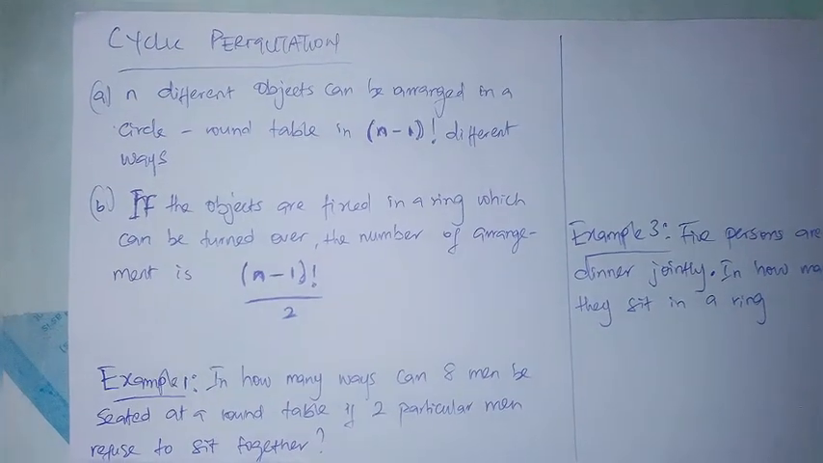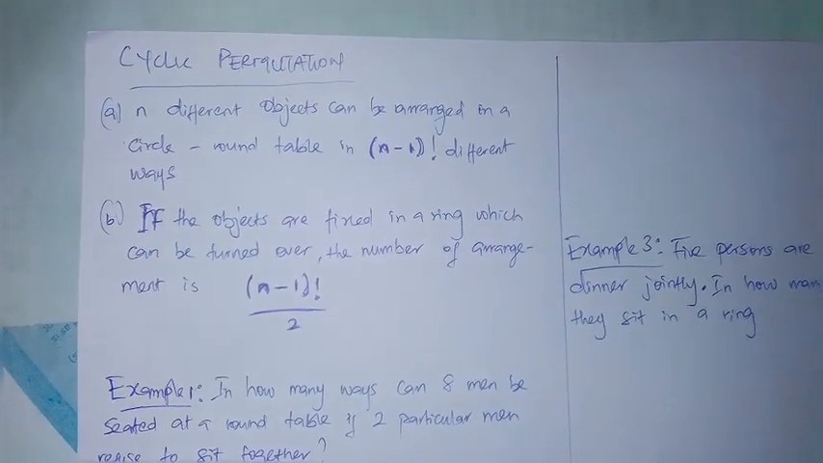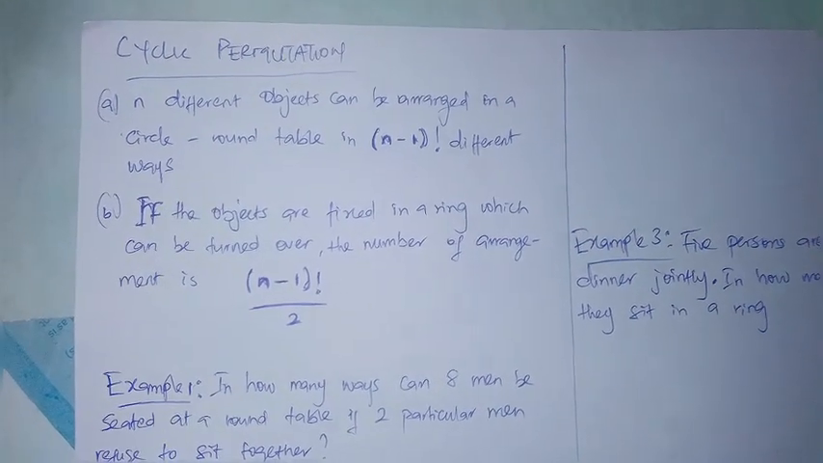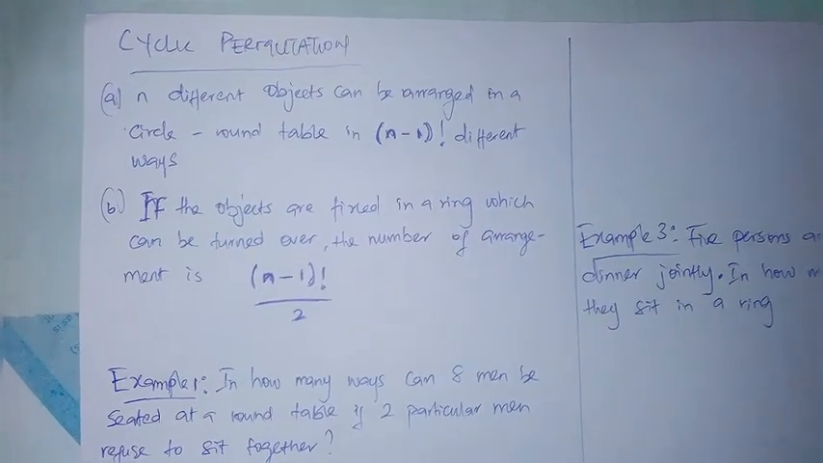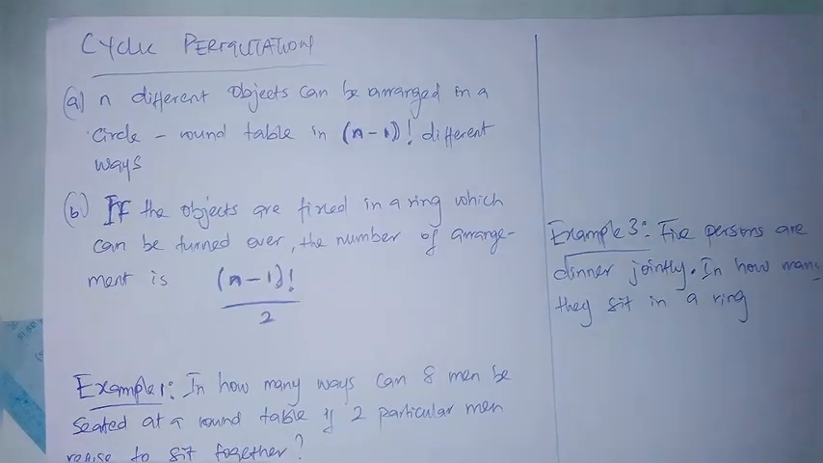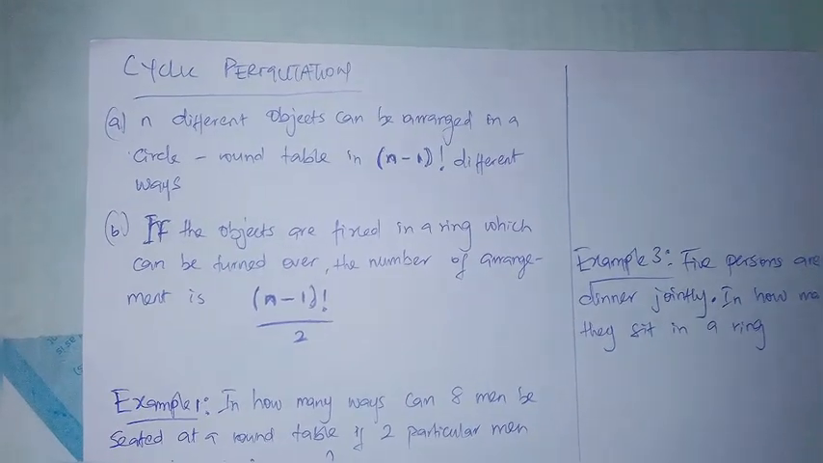Welcome to another Pen on Paper series on permutation. In today's class we'll be looking at cyclic permutation. Now, what is cyclic permutation? Cyclic permutation is talking about the circle-like part of permutation, just as the name sounds.